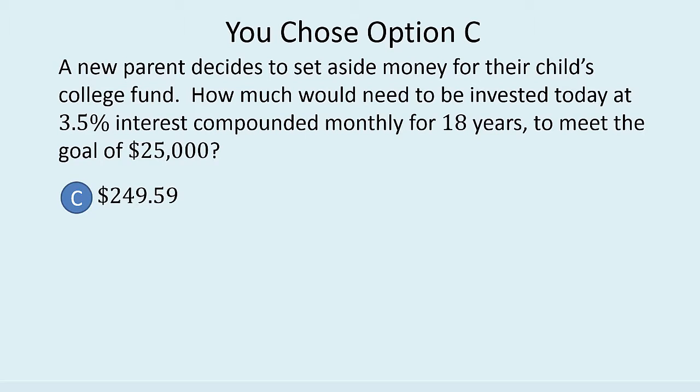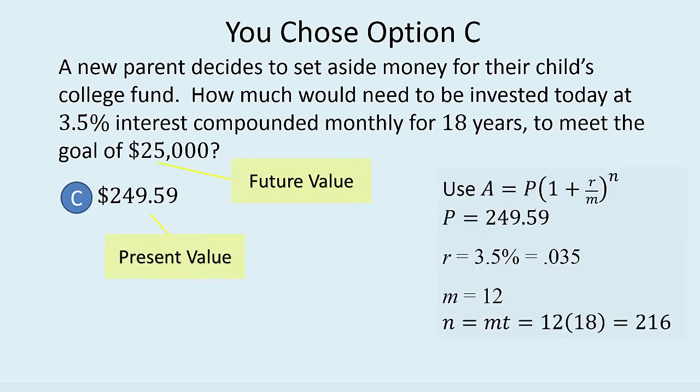You chose option C. Let's check it out. You concluded that $249.59 should be invested at 3.5% interest for 18 years to result in a future value of $25,000. Let's use the future value formula to check this out. We have a present value of $249.59. That would be P. The interest rate was 3.5%, so R is 0.035. The interest is compounded monthly, so M is 12 times per year. And the money is invested for 18 years, so the total number of compounding periods is 12 times 18, or 216 for N. We plug this into the formula, and we need to evaluate on a calculator.